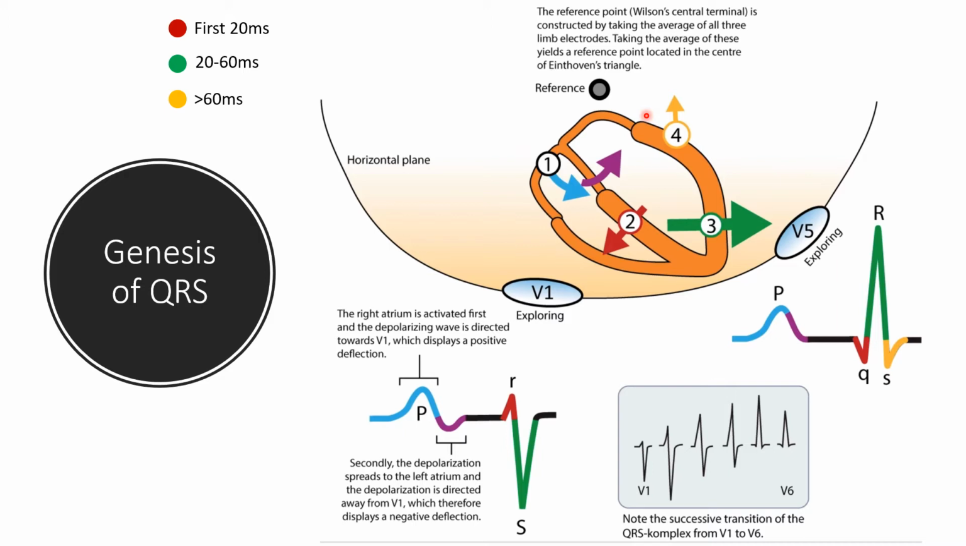Normally you don't see much going towards aVR, which is located somewhere here, because the RV is not the larger part of the ventricle, the LV is. But when the RV is bigger, that apex to base depolarization will also move towards aVR, towards the RV base, and therefore you can see a larger R wave in aVR when you have a right ventricular hypertrophy or right axis deviation. We're going to talk about this further in the following slides.